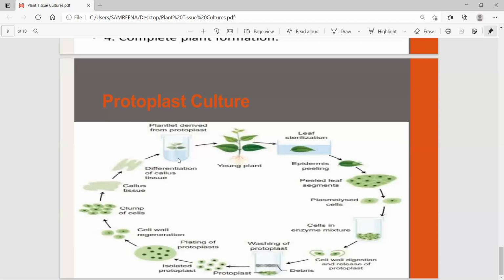Then these plantlets, growing in the tissue culture lab, are placed on soil, and the process is called hardening. When these plantlets form their roots in the soil, they are taken from the lab culture to the greenhouse. Then when these plantlets develop fully, they are sold in the market. These were all the cultures for our plant tissue culture.